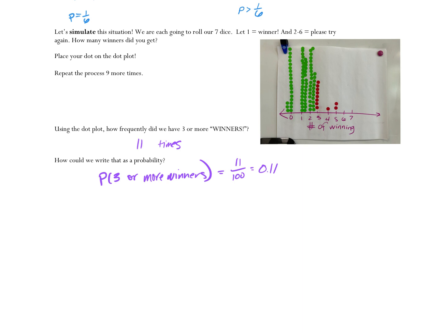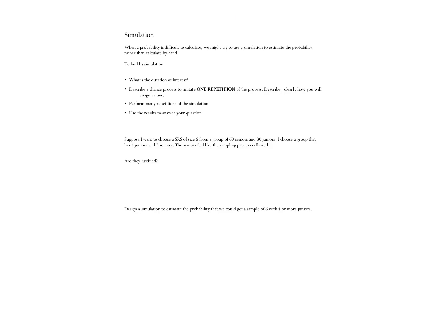Okay, so this is called a simulation. How could I do this so that it would be closer to the actual probability? Just make you guys do it a lot more. In fact, the more we do it, the more it's going to resemble the actual probability of getting 3 or more winners in this particular scenario. Cool? All right. So, that's simulation.